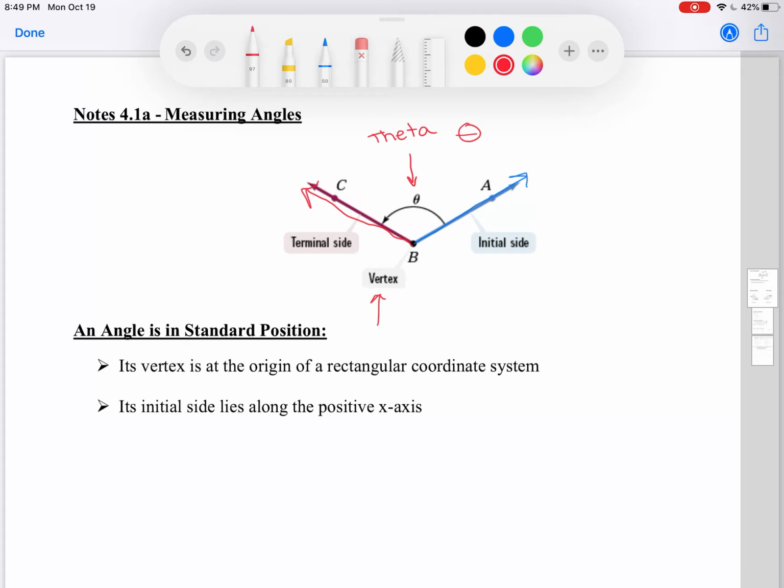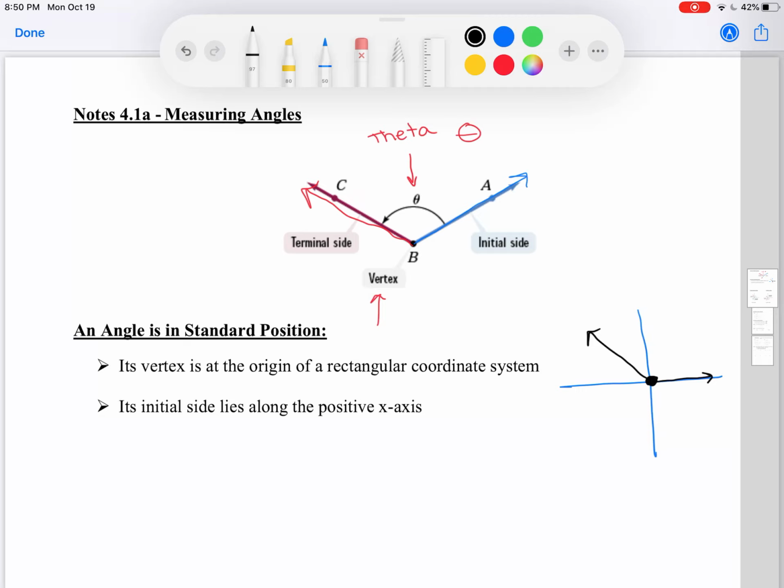And then going on, we have an angle is in standard position. All right, so if I asked you for the standard position of an angle, these are going to be the rules we are going to follow. So for one, its vertex is at the origin of a rectangular coordinate system. So if I had my xy axis here, standard position is if the vertex lies in the origin. And then its initial side lies along the positive x-axis. So remember how we talked about the initial side just a second ago? That's the same thing. I'm talking about that side, and it's going to lie along the x-axis.